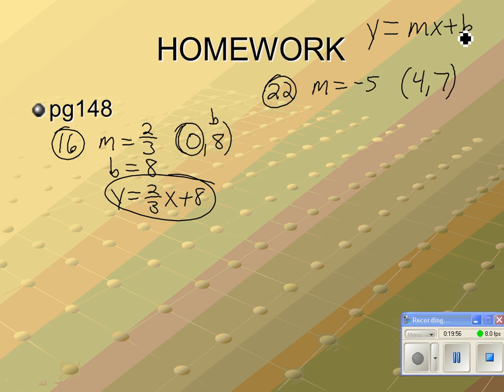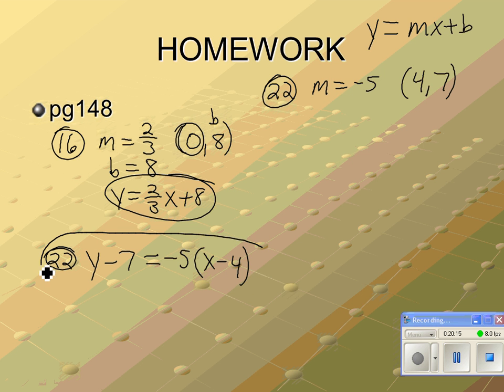So over here, I'm going to write down the actual answer to 22 in point-slope form. All you do is y minus the y coordinate, which is 7, equals -5 times x minus the x coordinate, which is 4. That's the actual answer that they wanted for 22.